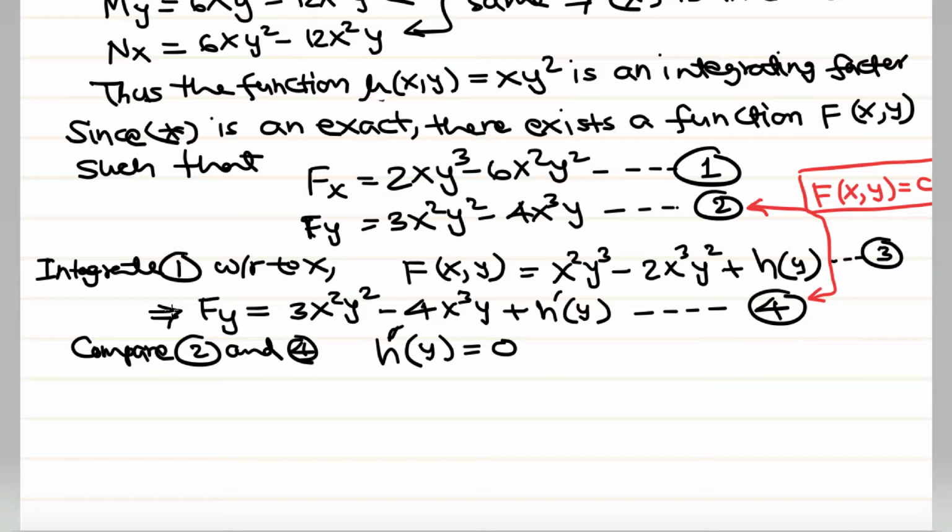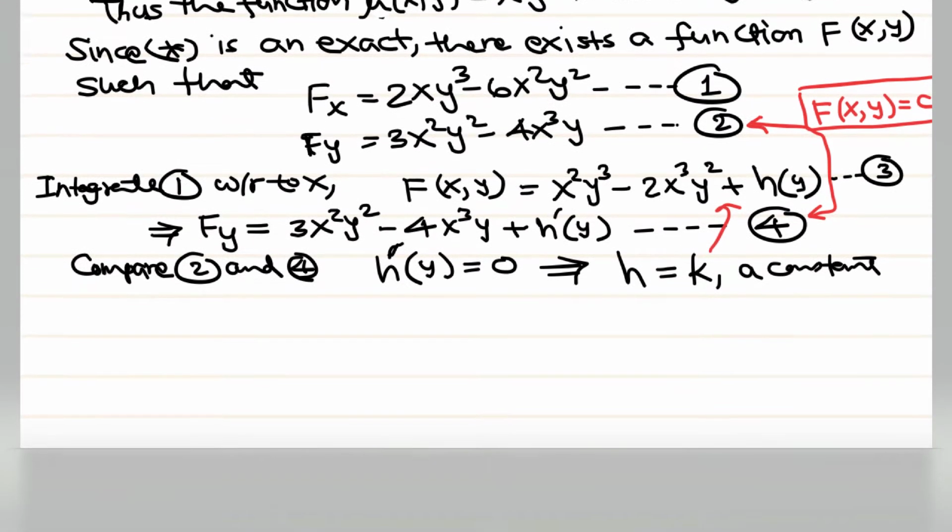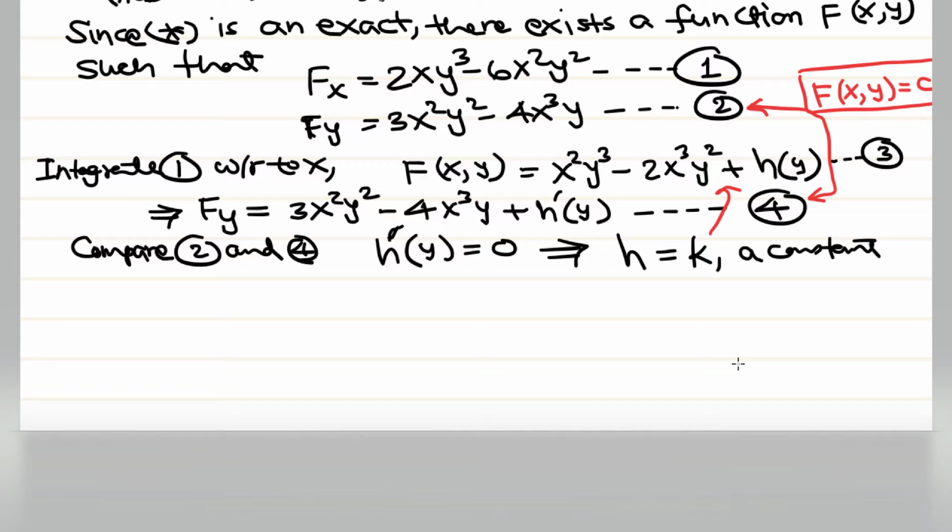Now we can find h. Integrate both sides, so h as a function of y is just 0 or a constant. c or k, doesn't matter. Now we plug this back here in equation 3 and we get the solution. So we can write, thus, the solution of the ODE that is now implicitly given.